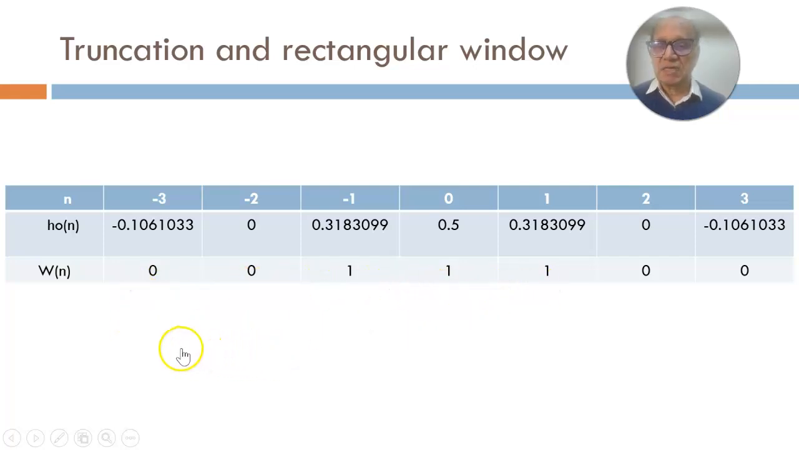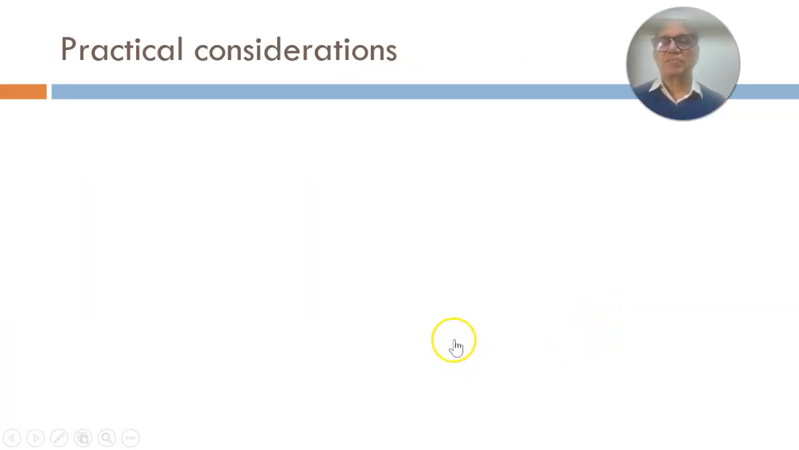If you plot this, it will be 0 until it reaches this at minus 1, jump to 1, remain 1, again 1. So if you join all these points, it will look like a rectangular window. Okay, so that's how you do truncation.